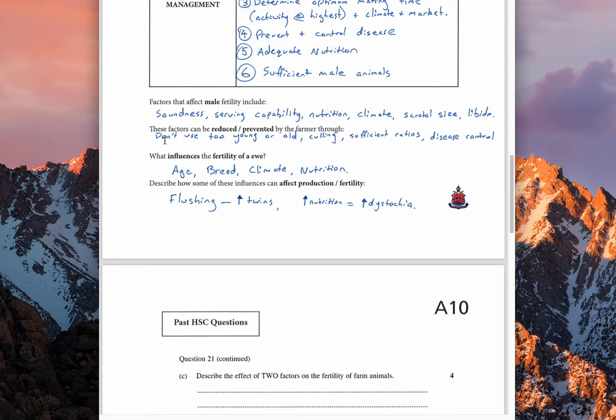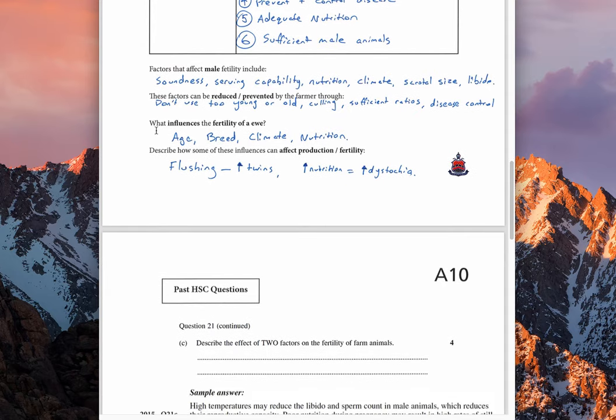How can the farmer change these? You don't want to use an animal that's too young or too old, as that's going to reduce their libido and their serving capability. Culling animals that are not fertile enough, having sufficient ratios, as we mentioned, and controlling disease.